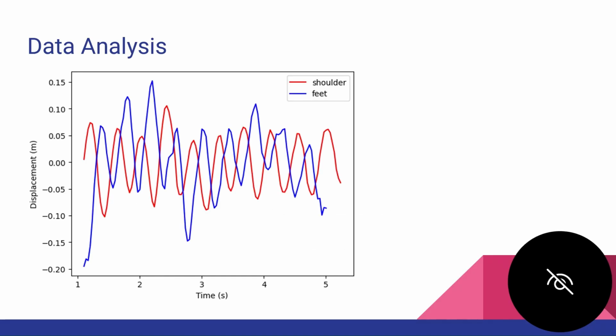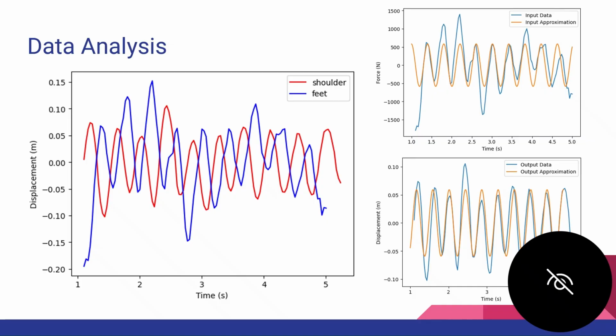Using the video that we recorded, we plotted the data of his shoulder and his feet, and they look pretty close to sine waves, but that's not very useful. So we just made them into sine waves. So we were able to find the magnitude and phase shift of each of these functions, as well as getting the frequency of the function.